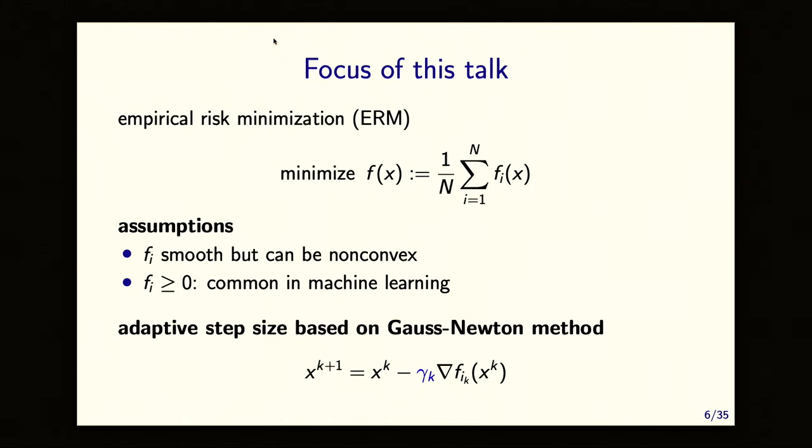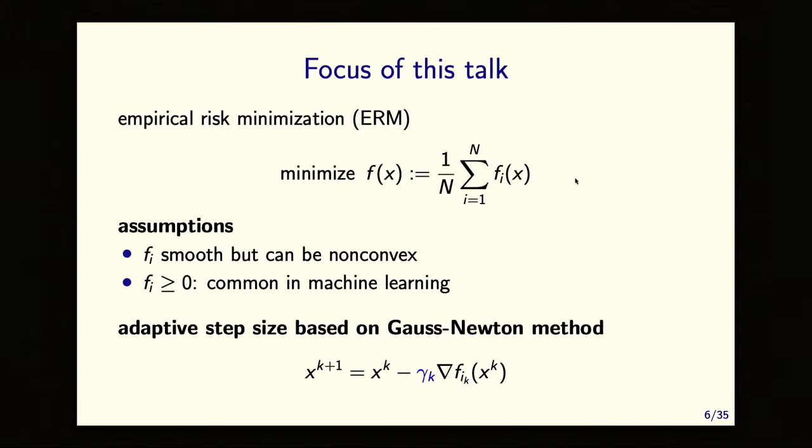But lots of the methods are based on convex optimization principles. As you can see in the literature, lots of them rely on convexity or some other assumptions. But in this talk, we focus on the smooth case. One simple observation is that all the loss functions are non-negative. We assume them non-negative, which is common in machine learning applications.